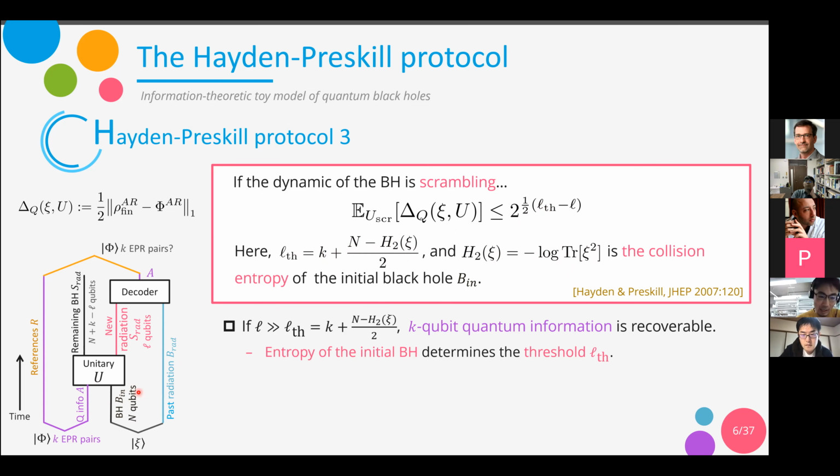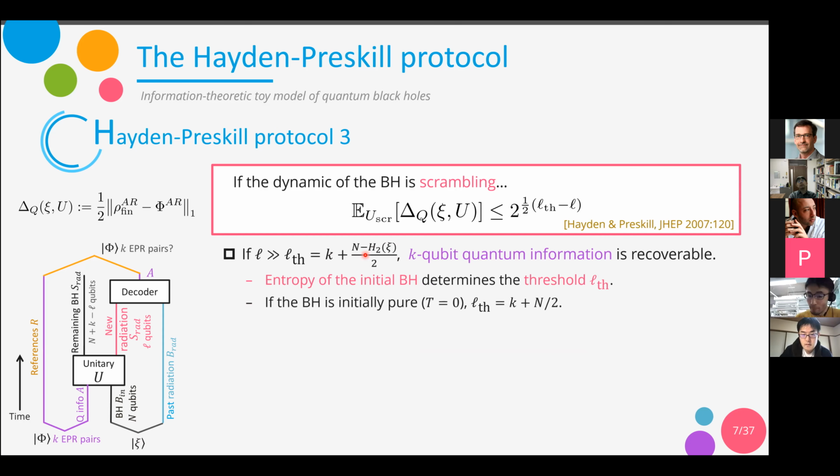And ρ_BC is an initial state of the black hole of n qubits. Okay, so this ρ is not a pure state. So we just trace over the past radiation and we obtain the state, which is in general a mixed state. So what we can learn from this statement is that to recover the k-qubit information, L should be larger than the threshold value. And also this threshold value is determined by the entropy of the initial black hole. So this is the kind of message we obtain from this theorem.